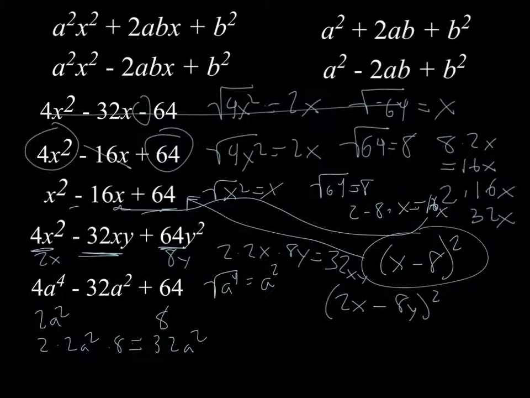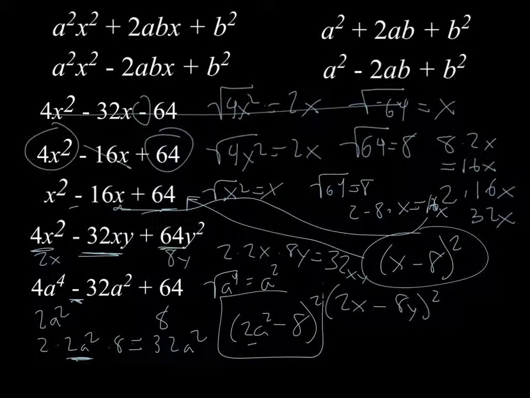So again, this can be factored, and because there's a minus here, we're going to do this as a 2a squared, the square root of the first term, minus, because of the minus here, the square root of the last term, 8, and the whole thing is going to get squared. This should be a squared, because the square root is a squared, not just a. All right, so this is our answer for this one. Don't forget that square right there like I almost did, because that is an important part of it.